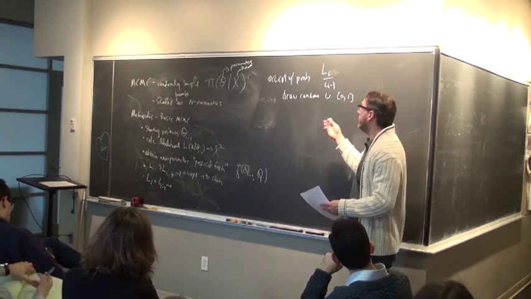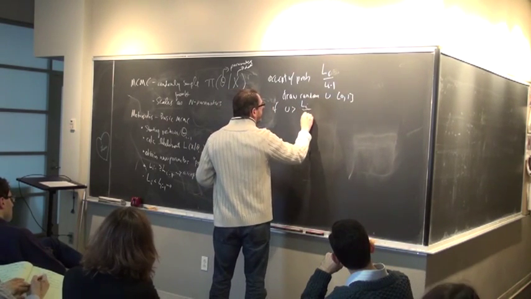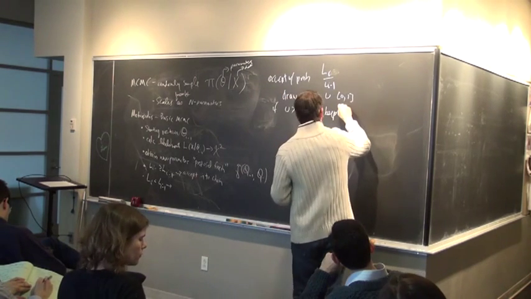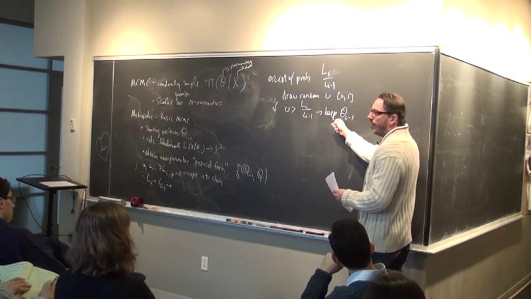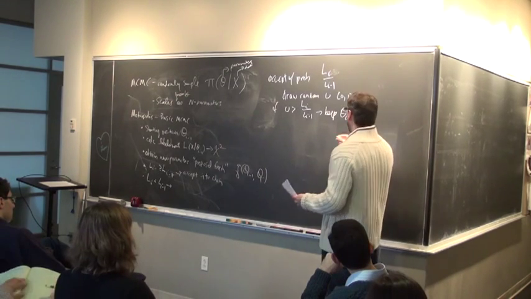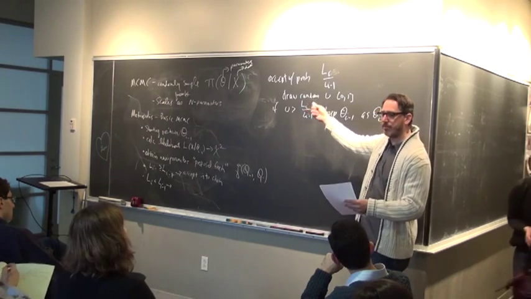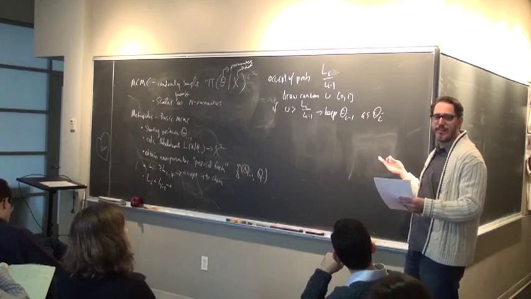If it's greater than this ratio, if u is greater than it, then you keep the copy of i minus 1 as the ith copy of the chain. And then you go back to the beginning and you do this over and over and over again. Okay, this is really the basic idea. Very simple.